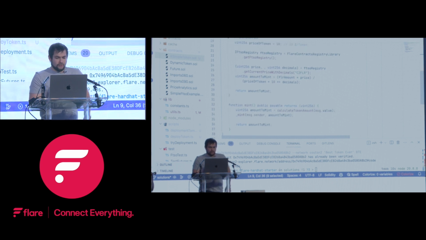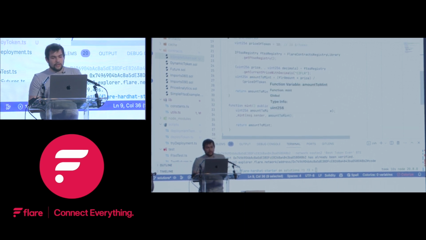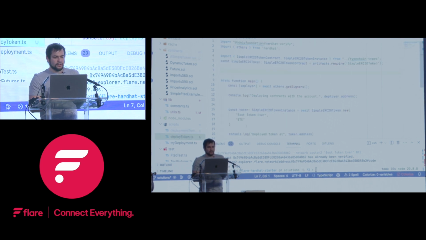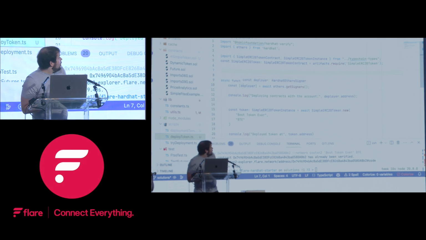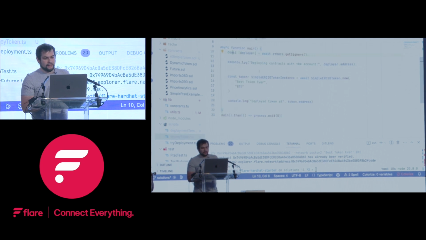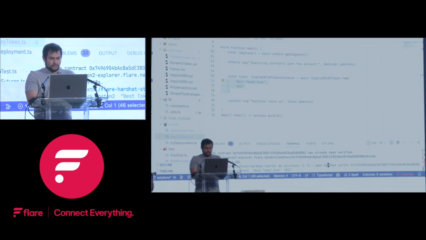I'm just going to deploy this. So again, how does the deployment work? Simply, as before. Let's take a look at the deployment script. The deployment script is pretty much a classical Hardhat deployment script. We import everything. We import the TypeChain types. Those are directly supported. We create an artifact. We get signers. And then we just deploy the token. And let's just run it.